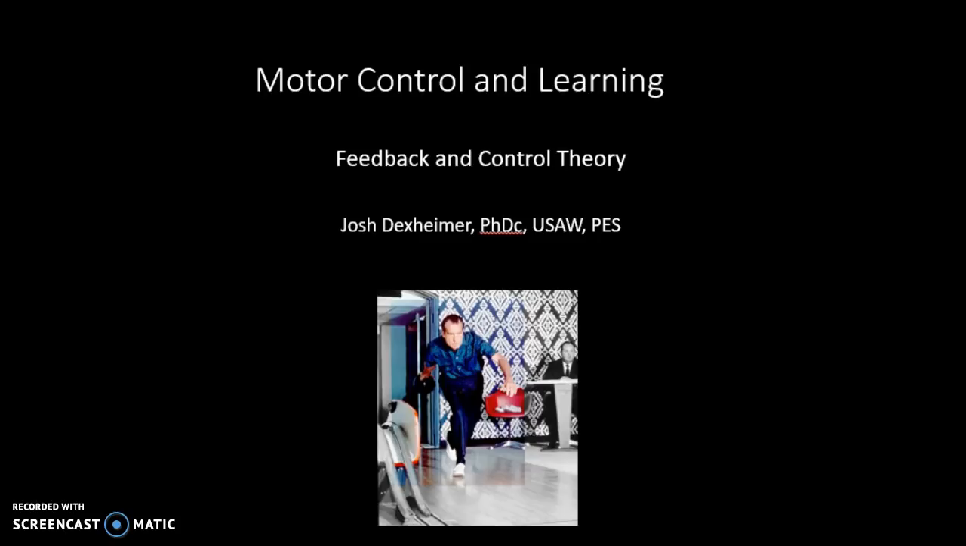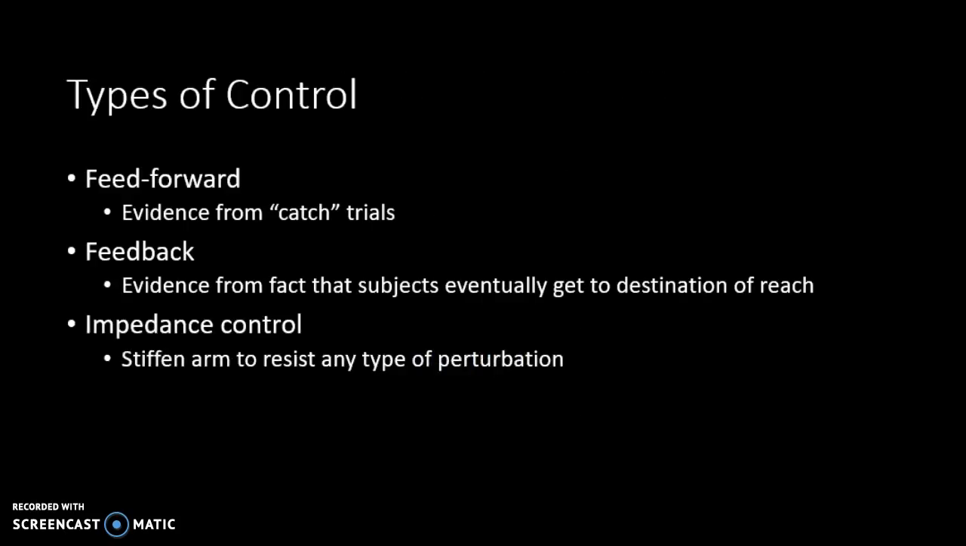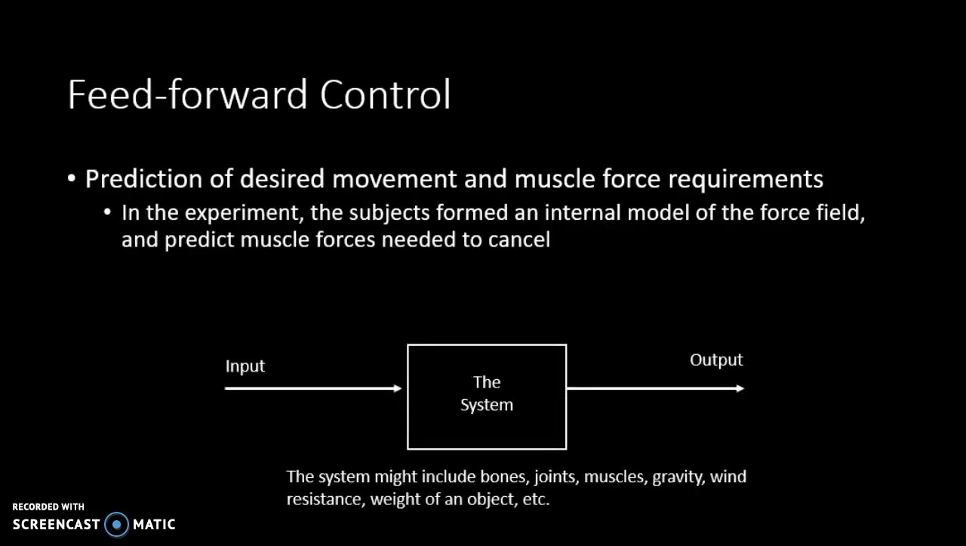types of control theories. So three different types of control that we have is that we have feed-forward control, which is evidence from catch or people trying to catch something, so we call them catch trials. Then feedback, which is from subjects eventually getting to a destination of reach. We've talked about using feedback, using structures and tactile signals, using vision, and making adjustments to our movement based off of feedback systems. And then we have impedance control, which we'll talk a little bit more about, basically stiffening the arm to resist any type of perturbation. We'll go into more detail of that in a little bit.